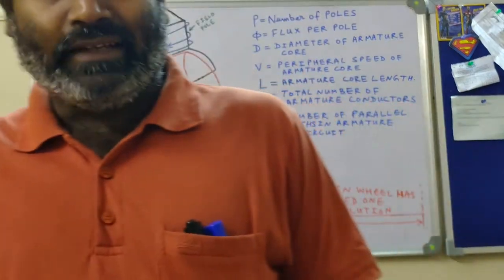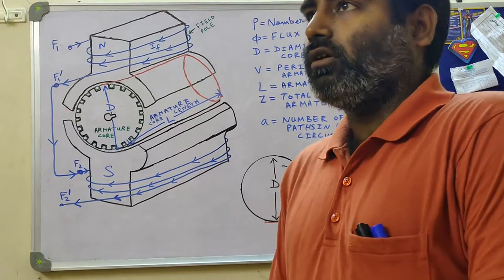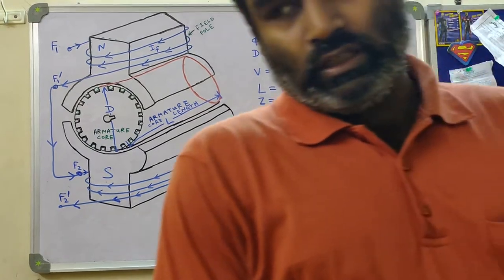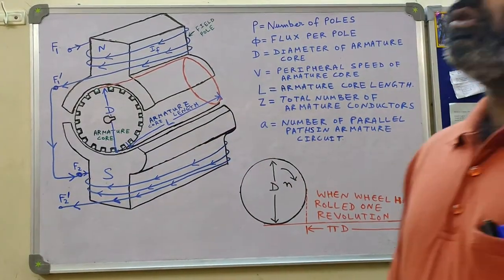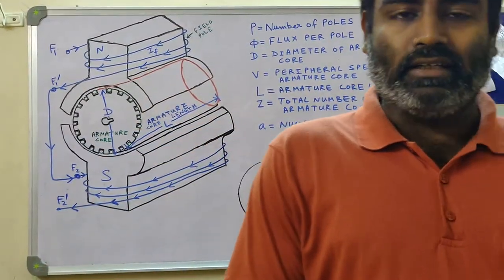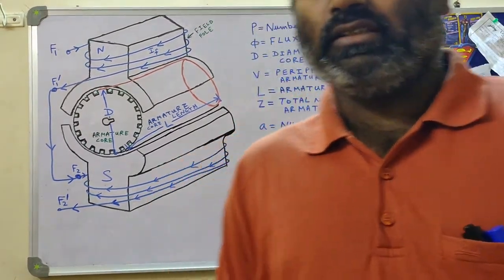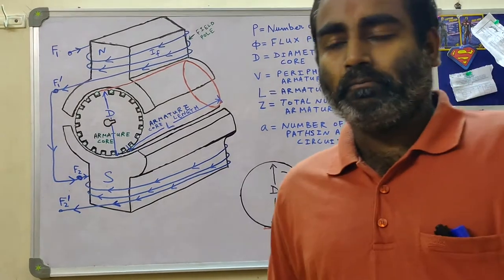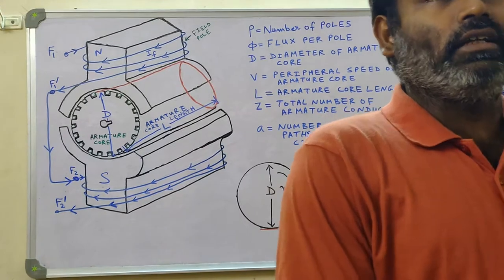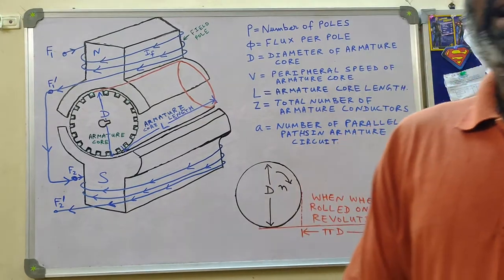So we will make an attempt to derive a mathematical expression of EMF which is induced in the armature of a DC machine. Now it may be noted that the EMF induced in the armature of a DC machine when it is working as a generator is termed as generated EMF, whereas when the machine is operating as a motor, the EMF induced in the armature winding is widely referred to by the term back EMF.